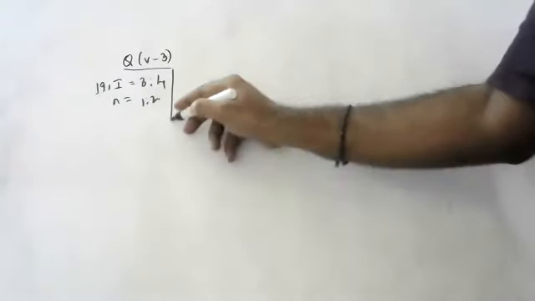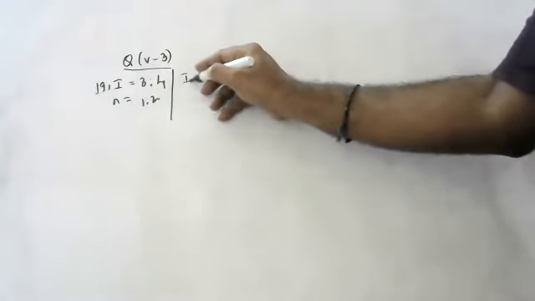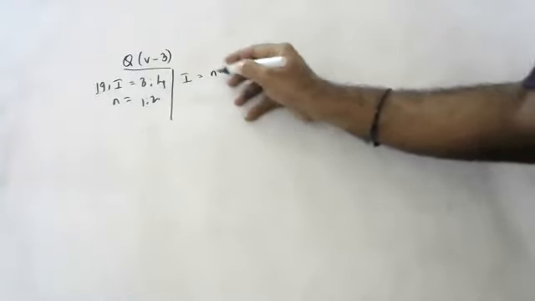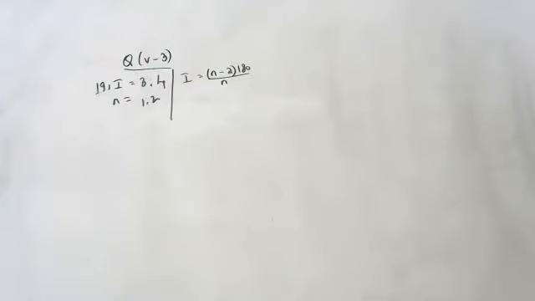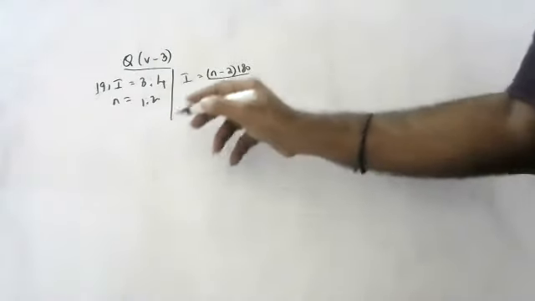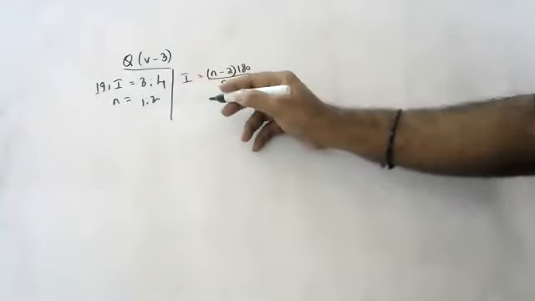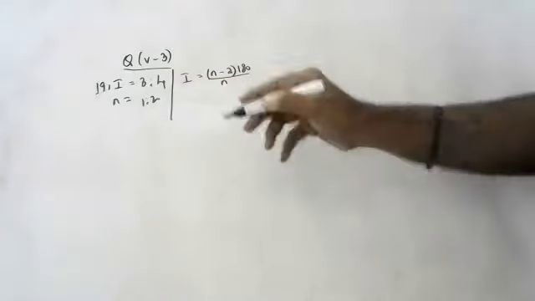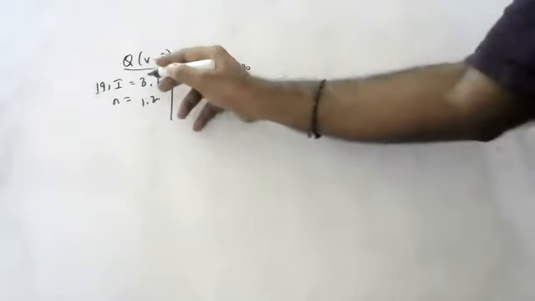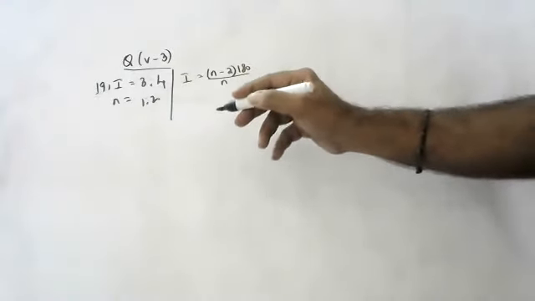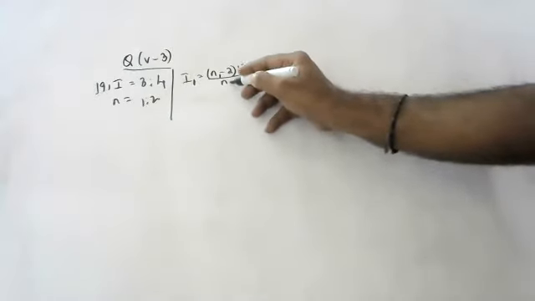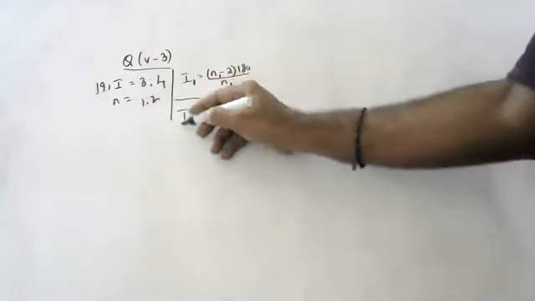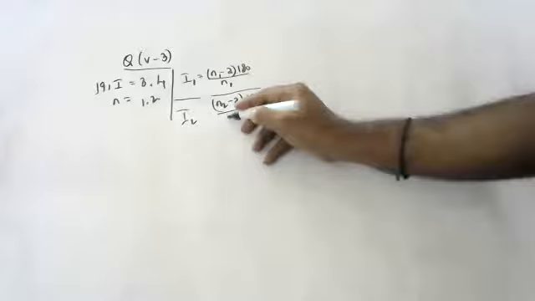Sir, the interior angle formula is (n minus 2) into 180 by n. For the first polygon, the interior angle I1 is (n1 minus 2) into 180 by n1. And the second one, I2, is (n2 minus 2) into 180 by n2.